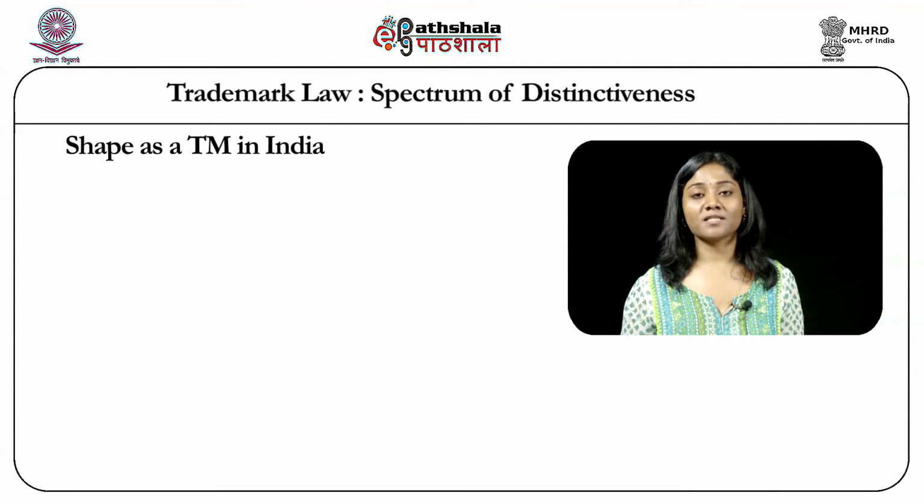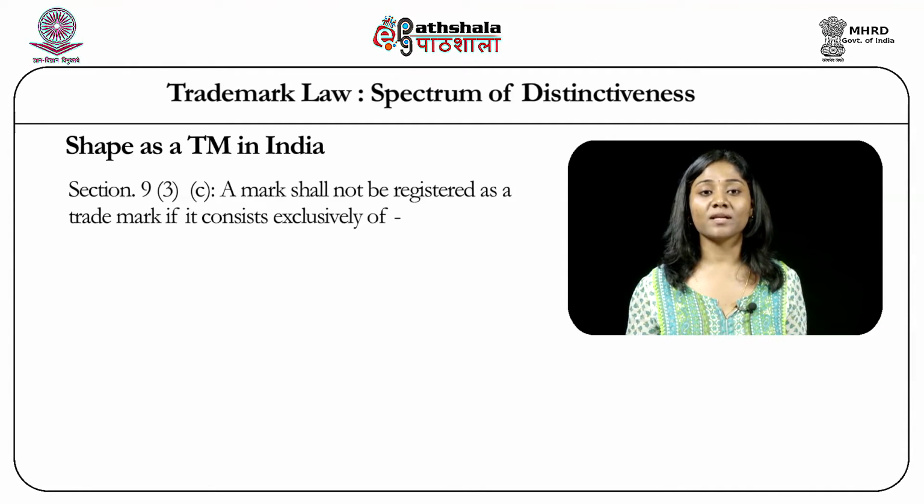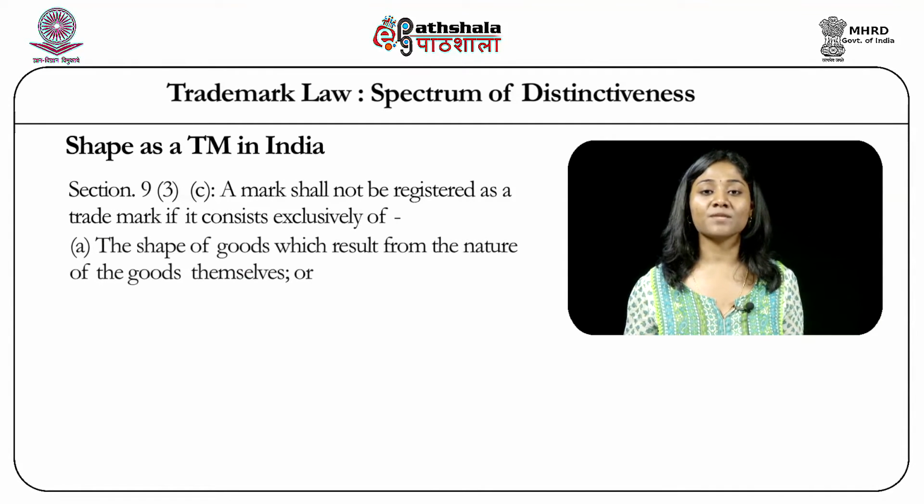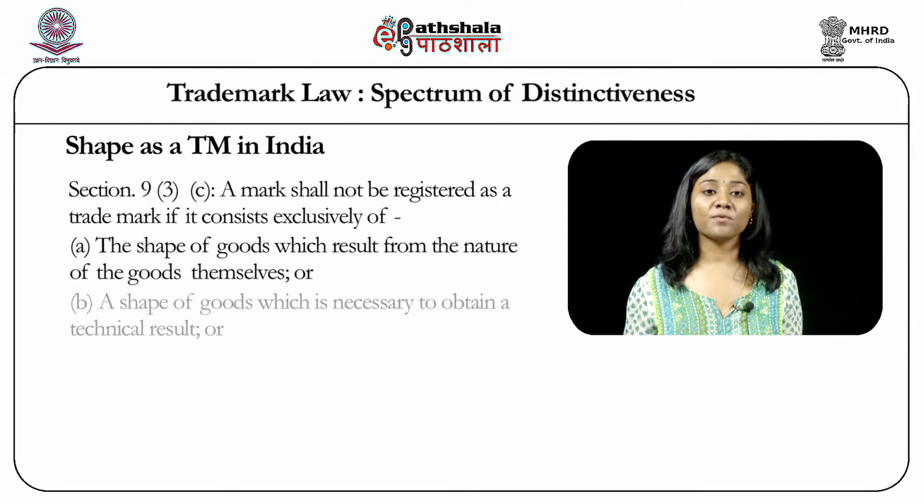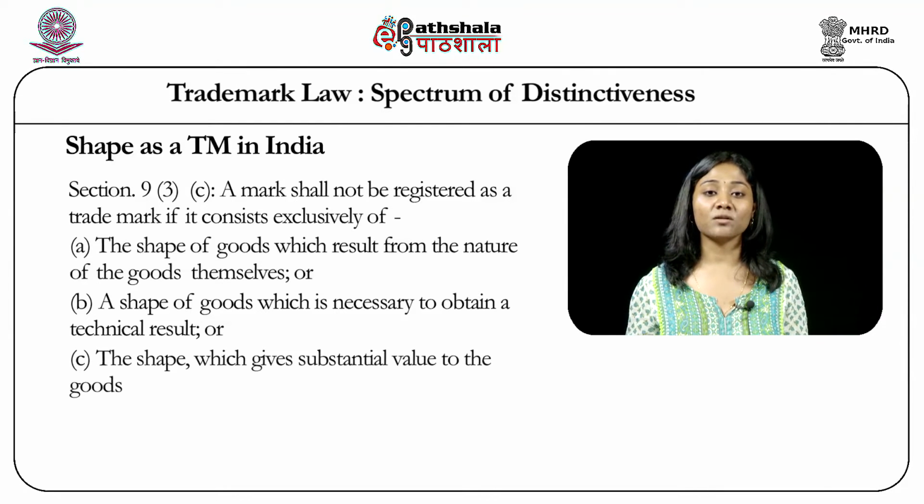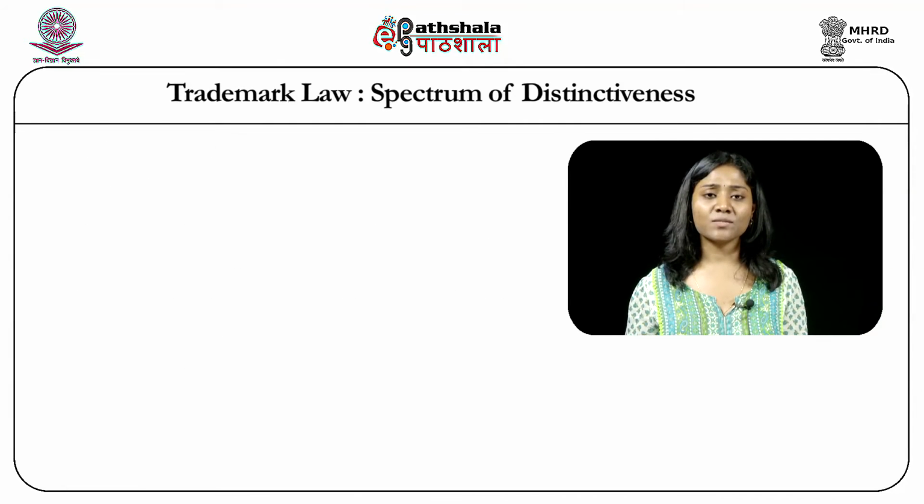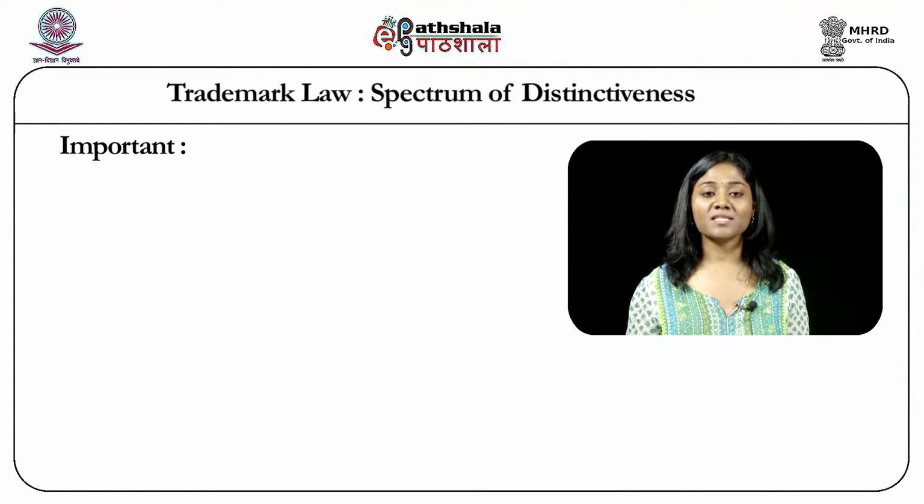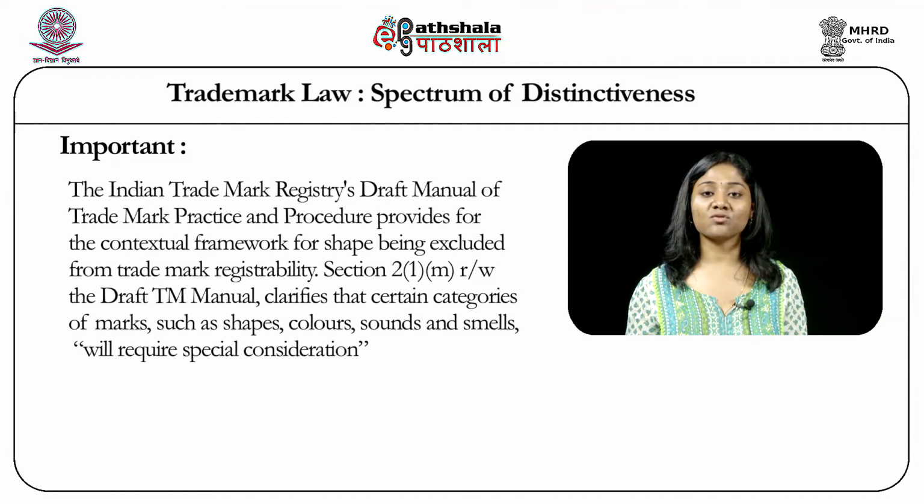Shape as a trademark is a typical example within Indian law, where Section 9(3)(c) categorically mentions that the shape of goods which results from the nature of the goods themselves, or a shape of goods which is necessary to obtain a technical result, or perhaps a shape which gives substantial value to the goods, cannot be a registered trademark. However, let's visit the trademark rules for a bit and understand that the Indian Trademark Registry's draft manual of trademark practice and procedure provides a contextual framework clarifying the position of whether a shape is really a protectable trademark within the Indian Trademark Act.